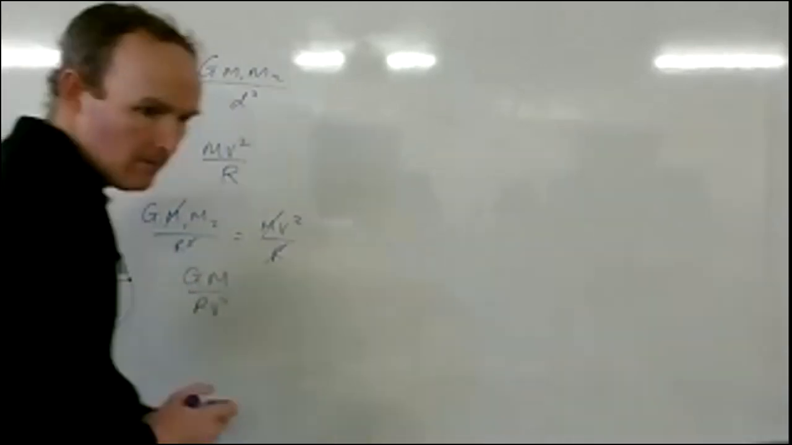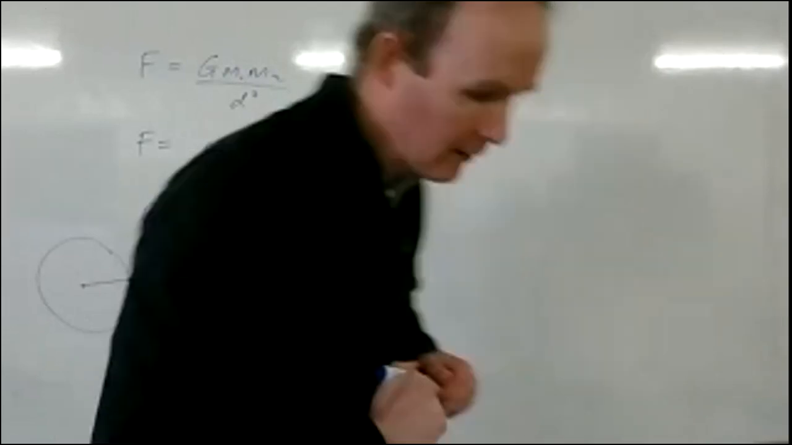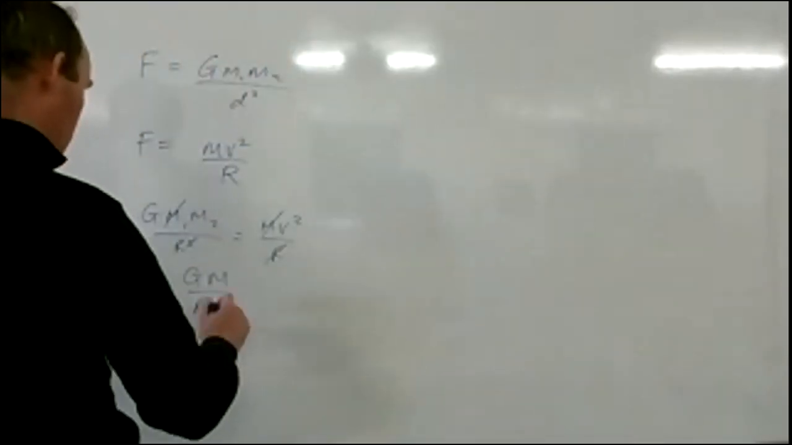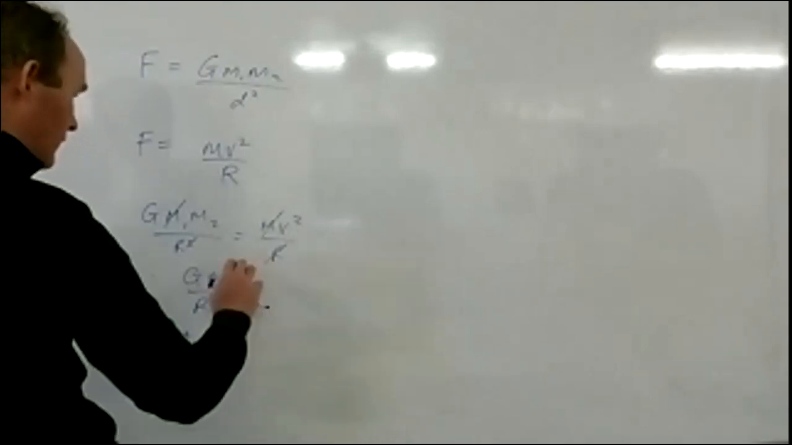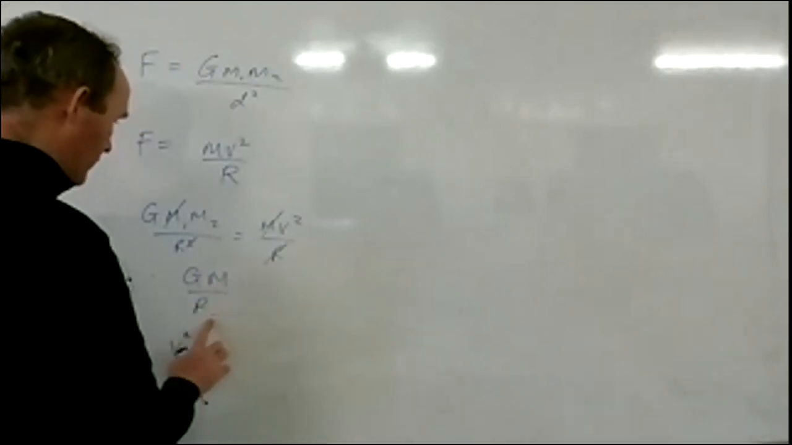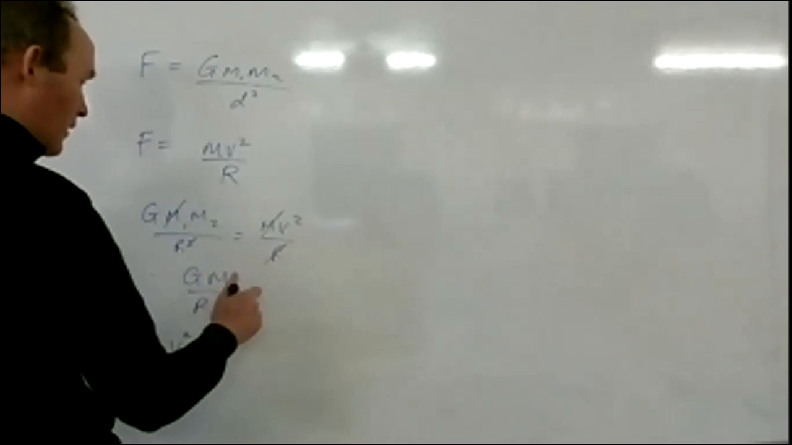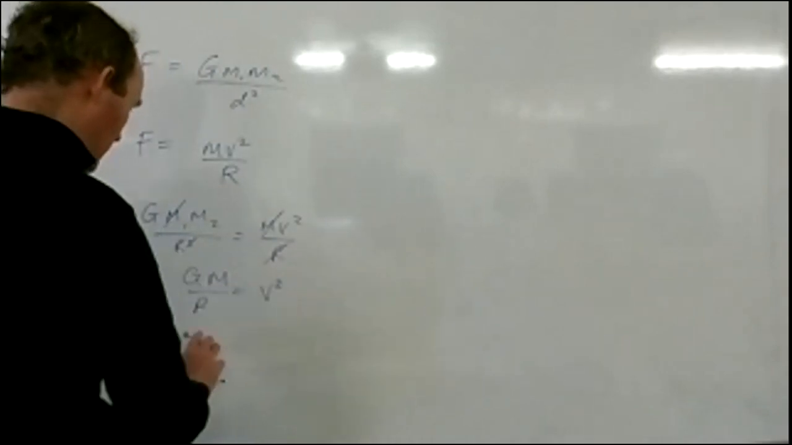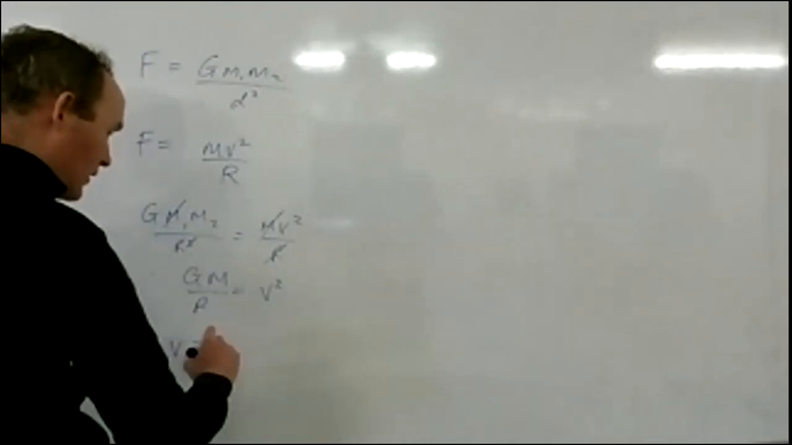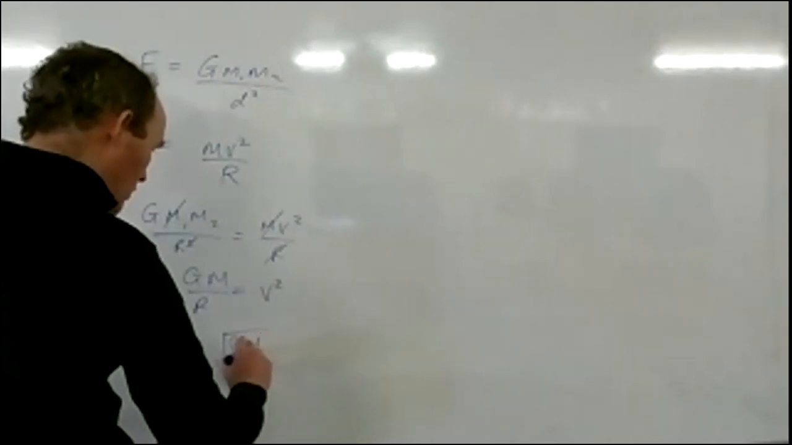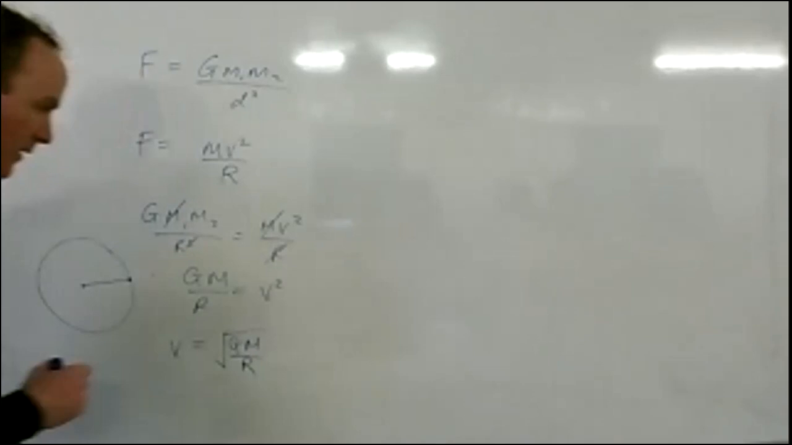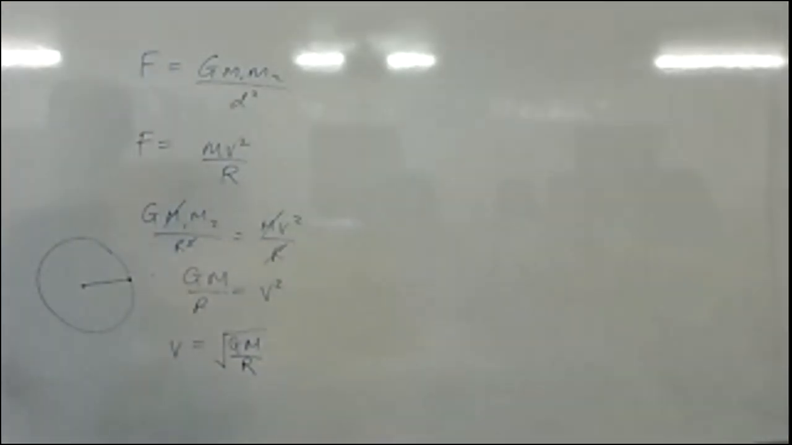Okay, so v squared equals G M over r. So the velocity v equals the square root of G M over r. Okay, I guess the next formulas in the chapters.